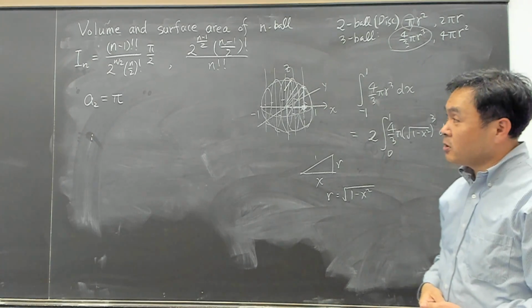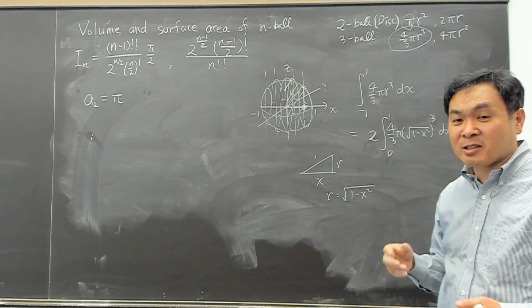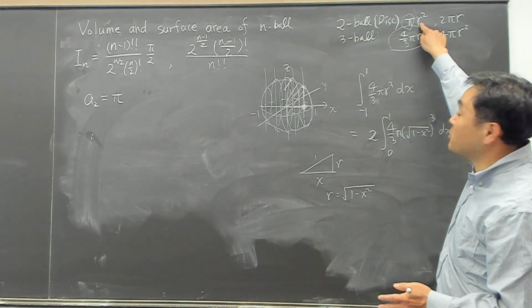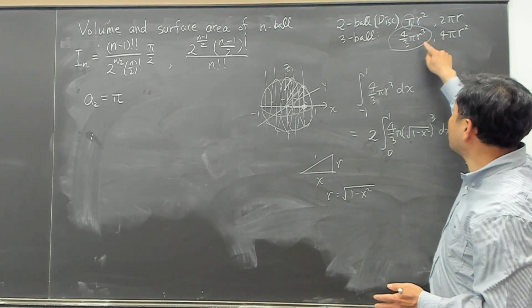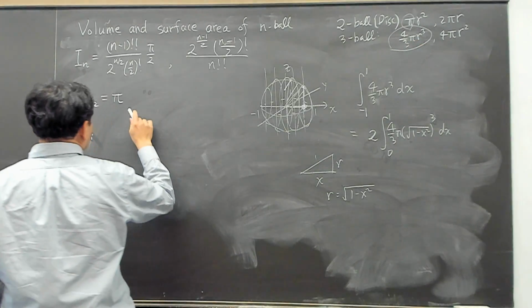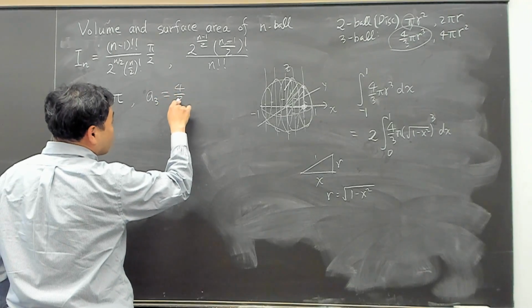Okay, so the volume of the unit ball, when I say unit, that means a radius 1 ball. So if I plug in 1 for r, you get pi. If I plug in 1 for r, you get 4/3 pi. So I get A3 equal to 4 over 3 pi.